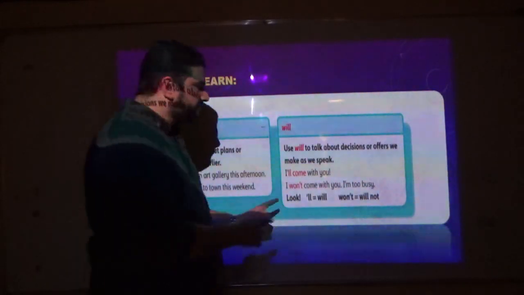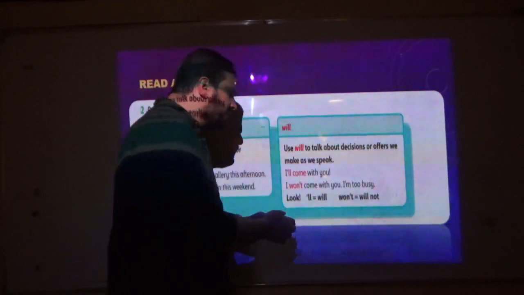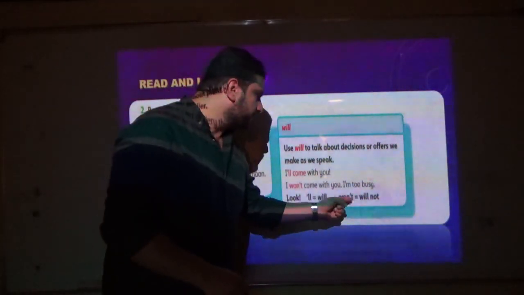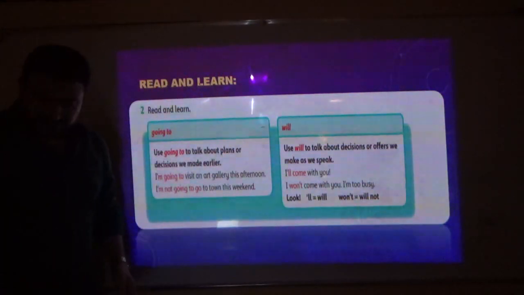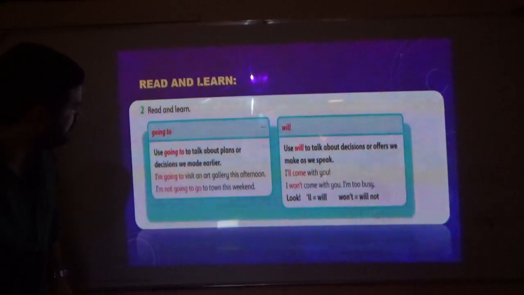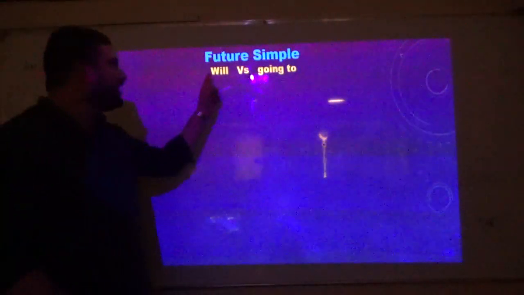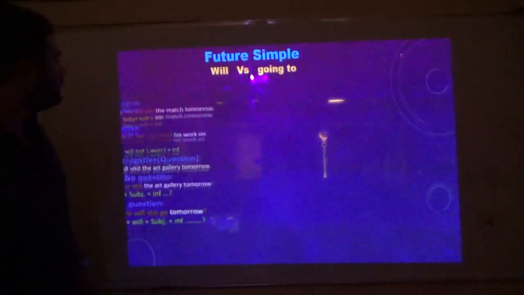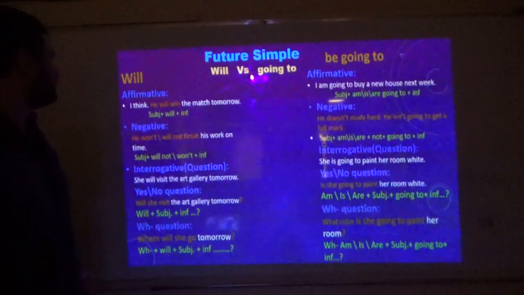Look, we have the short form of will, which is apostrophe double L, and we say I'll come. And won't, the short form of will not, both are right to use. Let's move on. Future simple. We have will and going to express the future time. Let's look at the difference between these two structures.